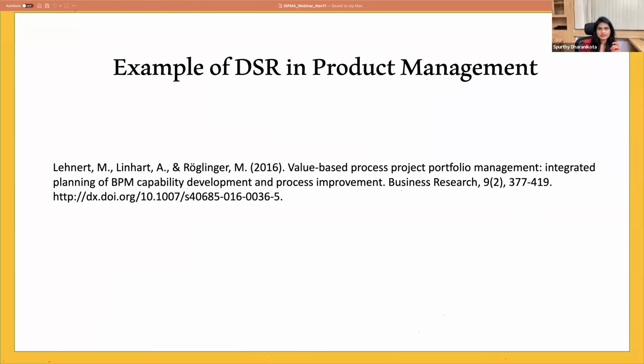So for those of you who are interested in trying to understand design science research, you can check out this paper, which is a publication in business research. And you can actually see the practical utilization of the framework that we have seen, the usage of it to build a design science research academic paper. So please look into that if you're interested.